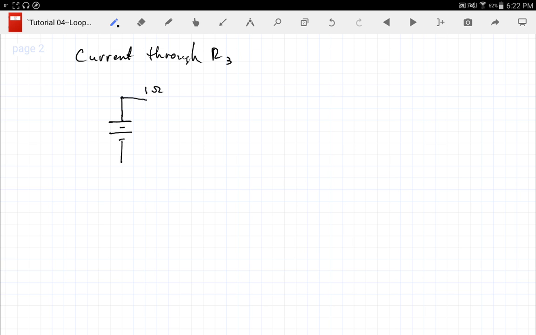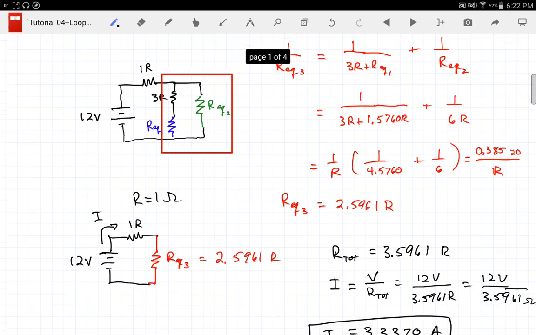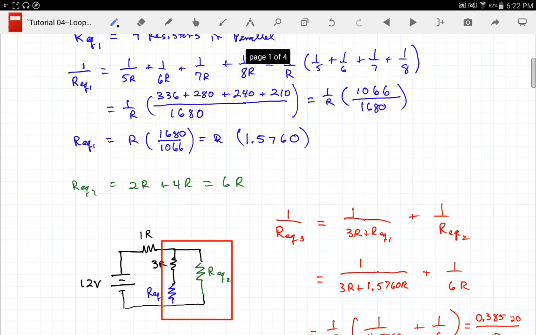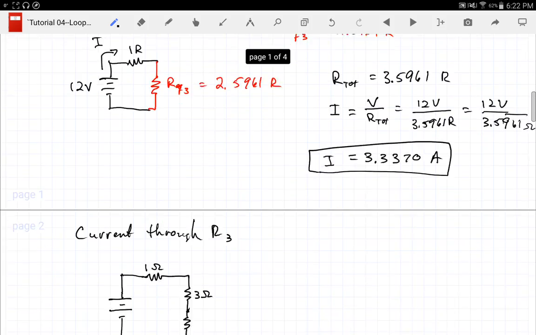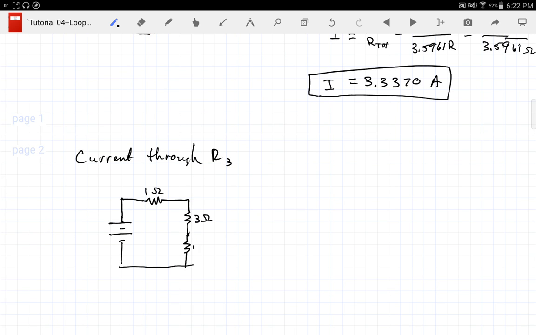So I'm going to replace 1R with 1 ohm, 3 ohms, and then I have my equivalent resistance here that was, and I don't remember sadly, I know I was just there, 1.5760 ohms. And then I had another equivalent resistance here that was 6 ohms.